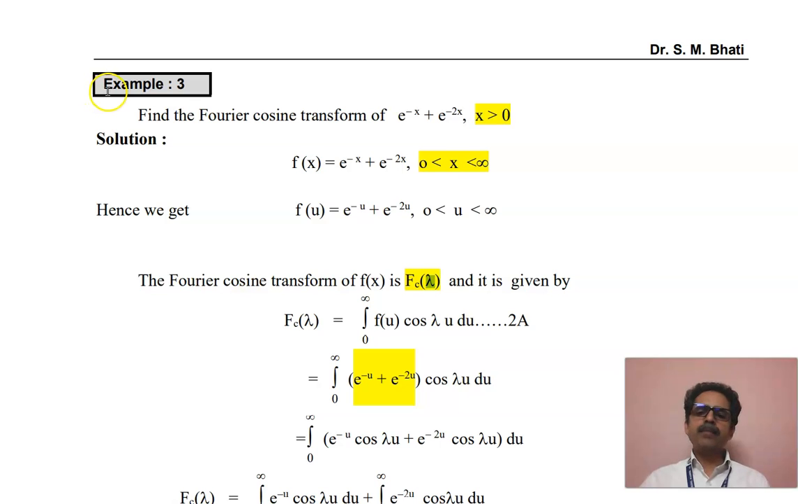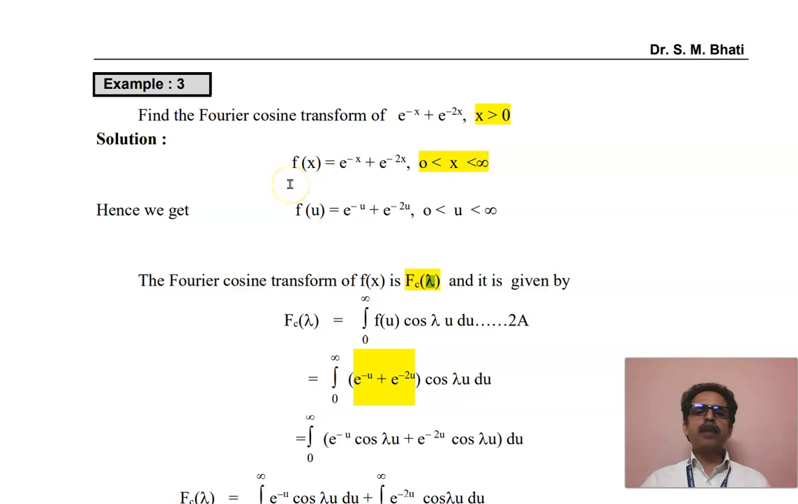Let's take now example 3. Find the Fourier cosine transform of e raised to minus x plus e raised to minus 2x, x greater than 0. Note that x greater than 0 means x is positive, but it is non-zero. That means x is between 0 to infinity, right? So we can take this function as f of x. Hence, in the solution, we can write the first line as f of x is equal to this function with limit 0 less than x less than infinity. That is, the interval for this function is 0 less than x less than infinity.